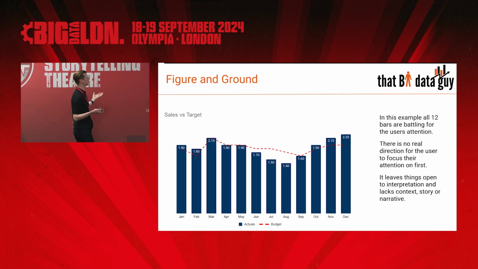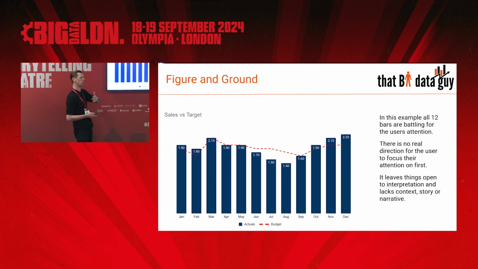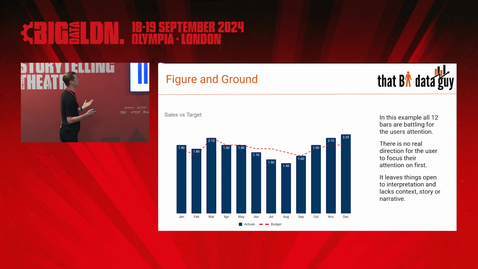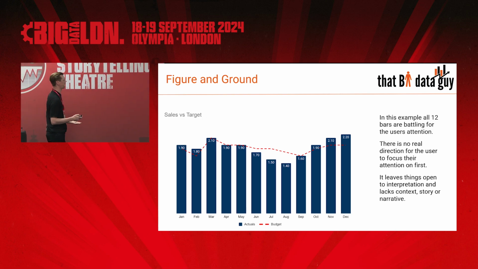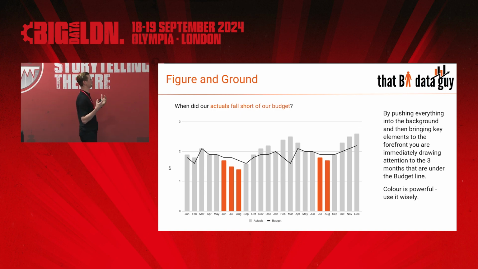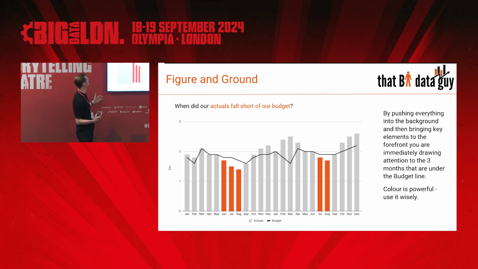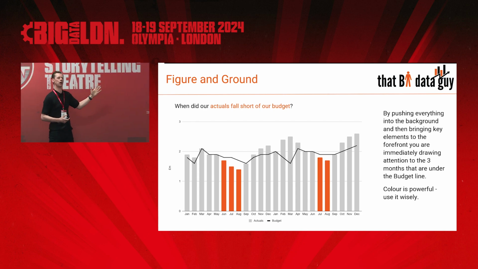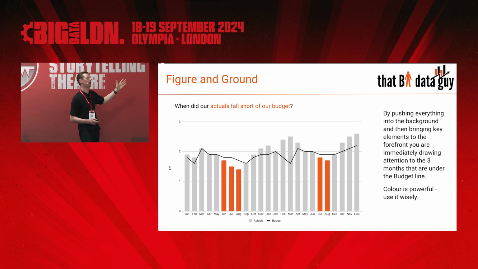Now, 10 people could look at this, and 10 people could walk away with a different concept and a different meaning of what it means. And by just having a point, so what's the point of it? I want to draw people's attention to where we've missed the budget, where we've fallen short. And now there's 5 bars there, and we're here to talk about those 5 bars.